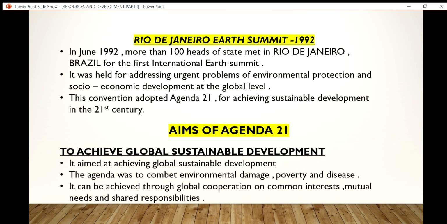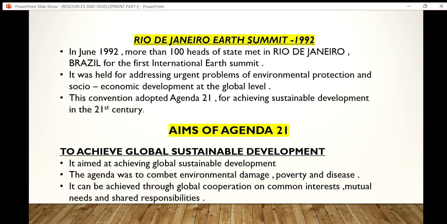Now let's talk about Agenda 21 and the Earth Summit. Rio de Janeiro Earth Summit in Brazil. In June 1992, more than 100 heads of state met in Rio de Janeiro, Brazil, for the first International Earth Summit. It was held for addressing the urgent problems of environmental protection and socio-economic development at the global level. This convention adopted Agenda 21 for achieving sustainable development in the 21st century.